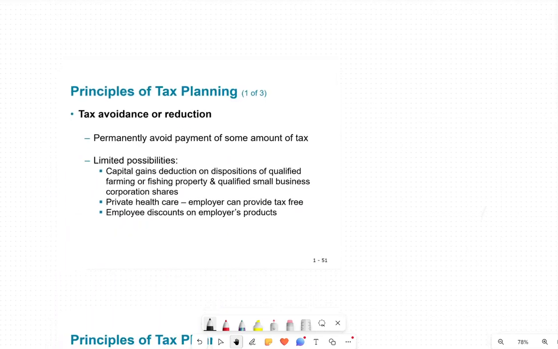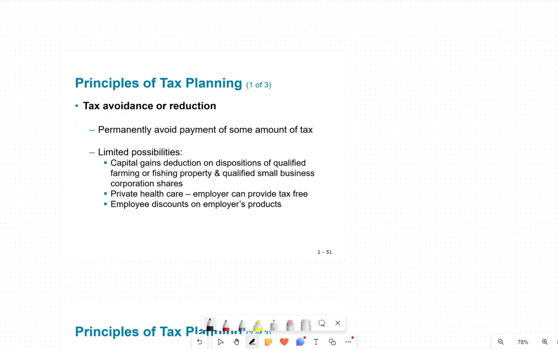The next thing we're doing is tax avoidance. If you permanently avoid payments of some of the amounts, you have limited possibility to do that. You have capital gain deductions on a disposition of qualified farming or fishing property, or qualified small business corporation shares. Now we have a small business deduction, I don't want to talk about it now. We call it SBD, and you will learn it later in the chapters.